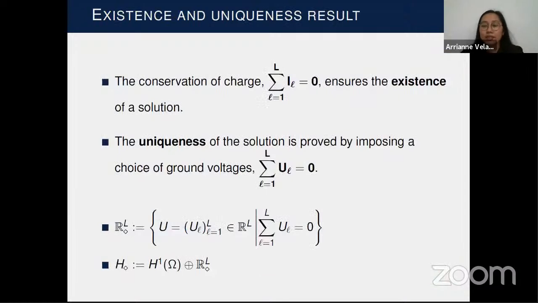For the existence and uniqueness of the solution of the CEM forward model, we assume the conservation of charge and we impose a choice of ground voltages. So we have here that the sum of the boundary voltages across all electrodes is equal to 0. We define these spaces for convenience: the set of vectors satisfying the choice of ground voltages, and now our solution space is given by this direct sum, H1 of omega and this space here.